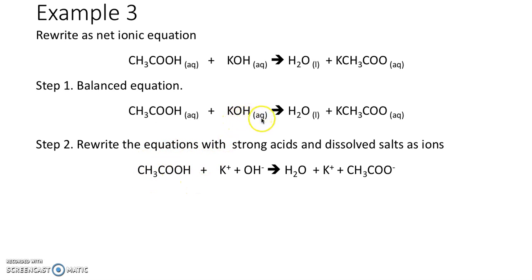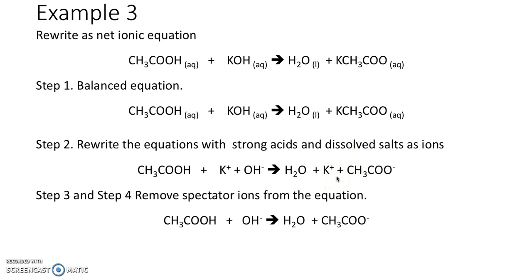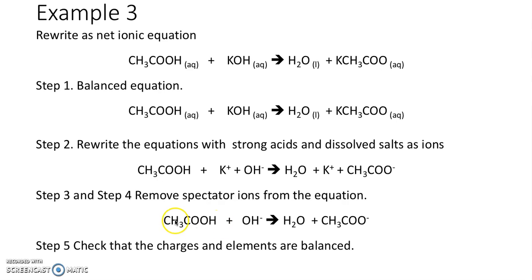The potassium hydroxide is dissolved, and therefore we write that as a potassium ion and a hydroxide ion. The water obviously is a molecule, does not contain ions, so that is kept the same. And then we have the potassium acetate is a dissolved salt, so we write that as a potassium ion and an acetate ion. We're then going to look for our spectator ions, that is the potassium ion, which is the same on either side of the equation, and we're going to remove them. We can then check that the charges and the elements are balanced on either side of the equation.